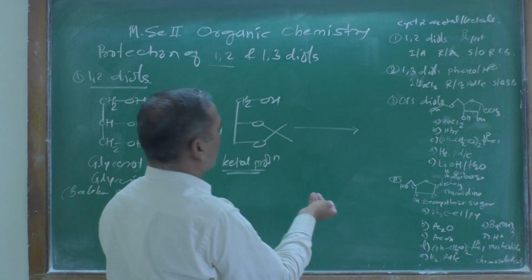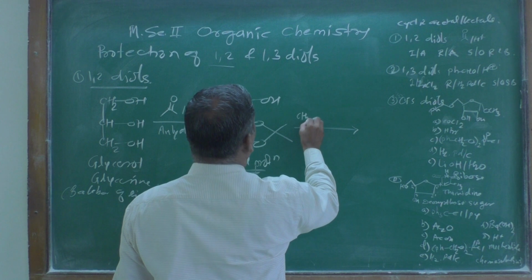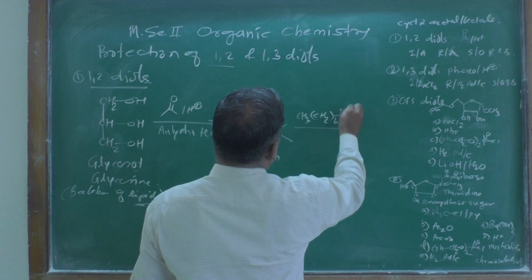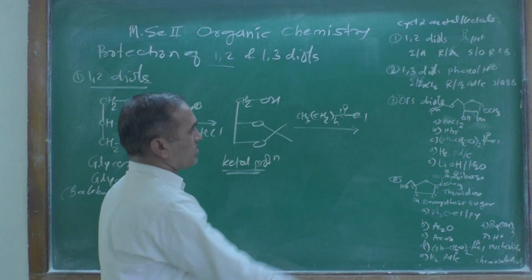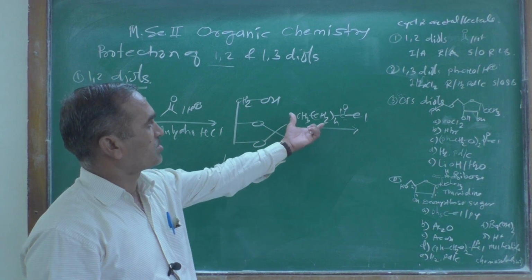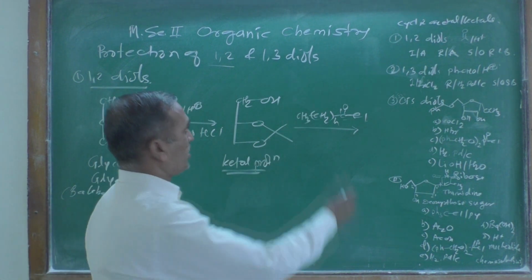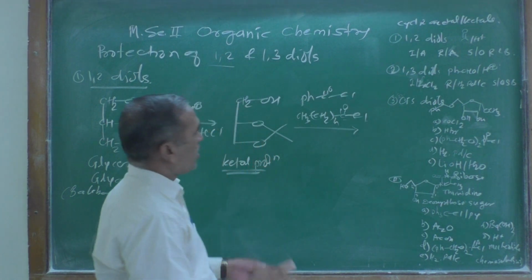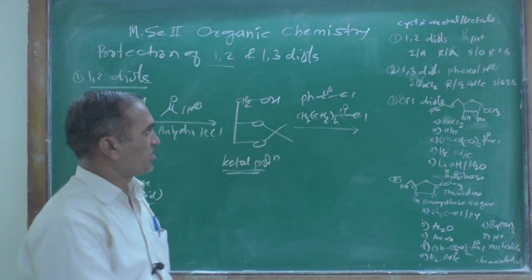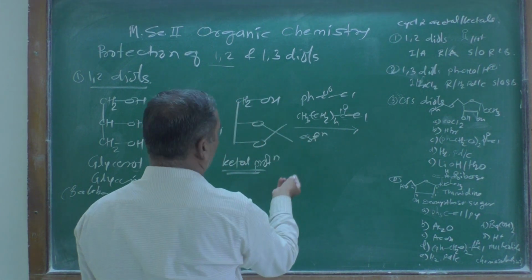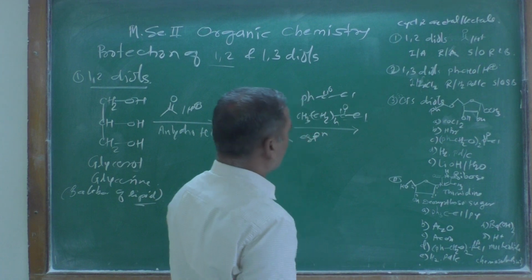benzoyl chloride type, or you can take here CH3, then CH2 four times, C double bond O Cl, and this is a highly reactive acetyl group, or instead of this you can use Ph C double bond O Cl. What is going to happen? There is an esterification reaction that takes place here, and this primary alcohol gets converted into an ester group.